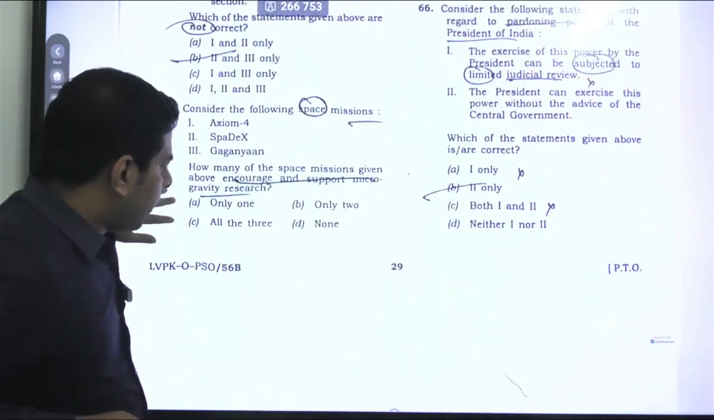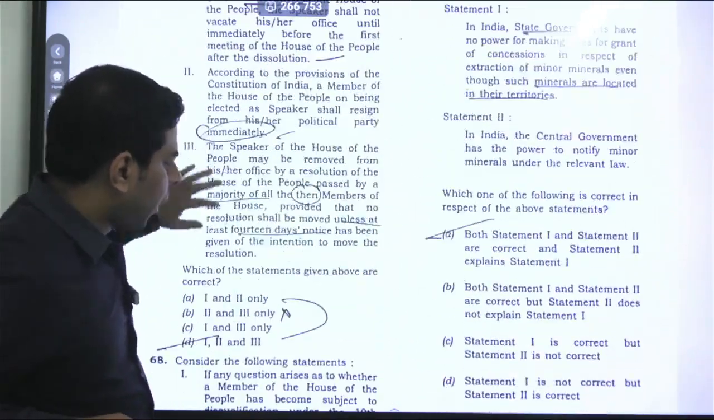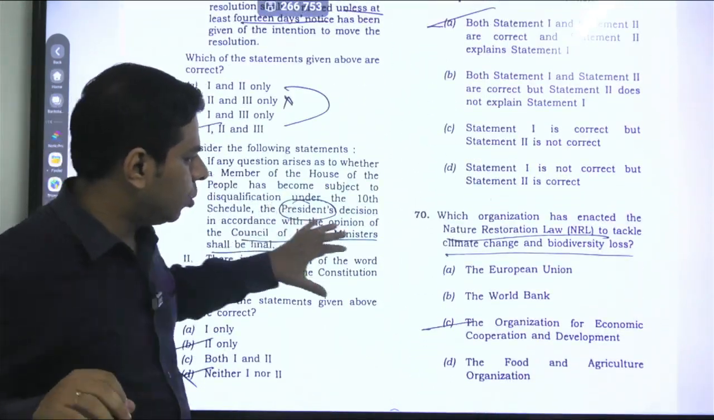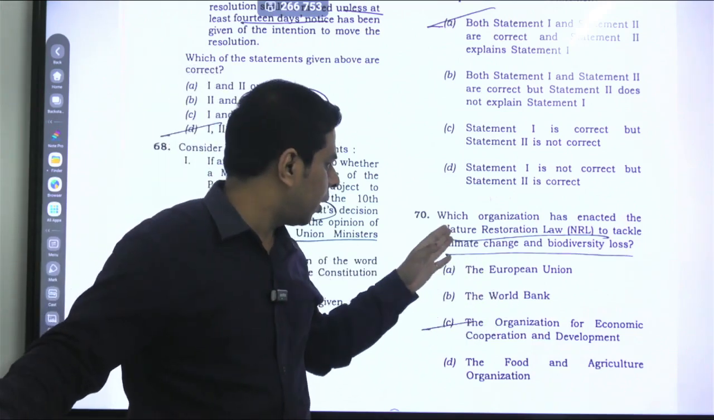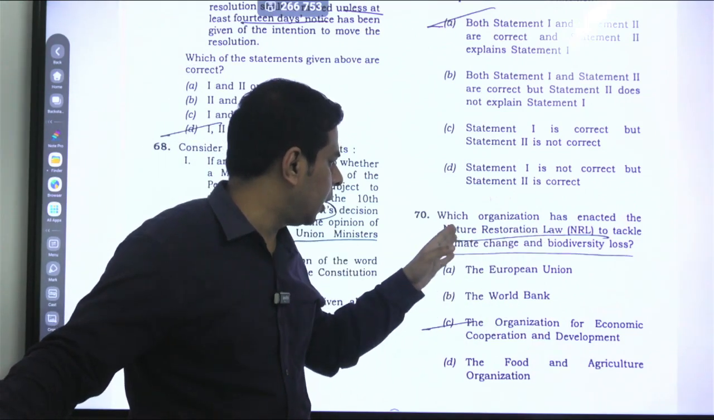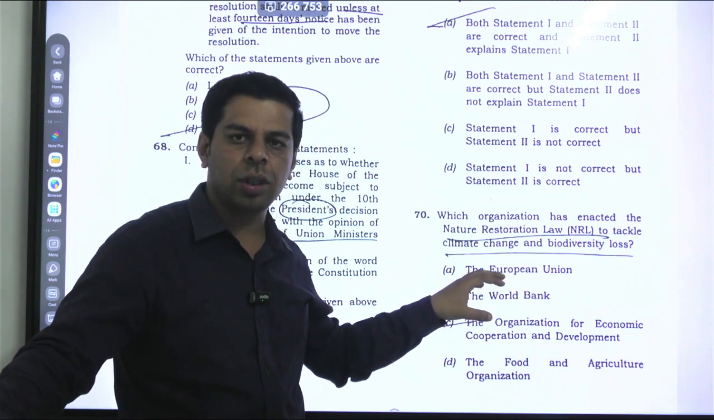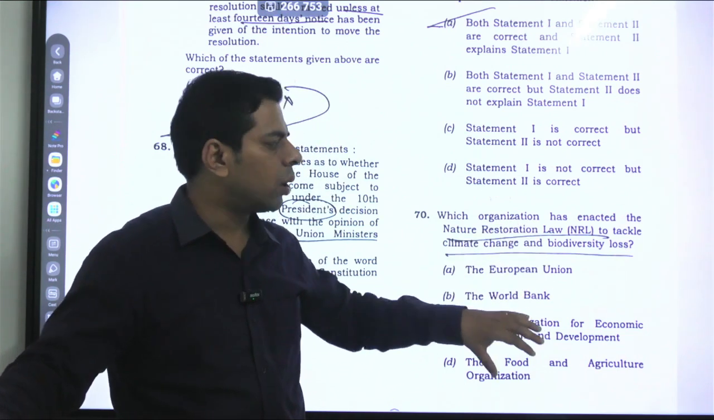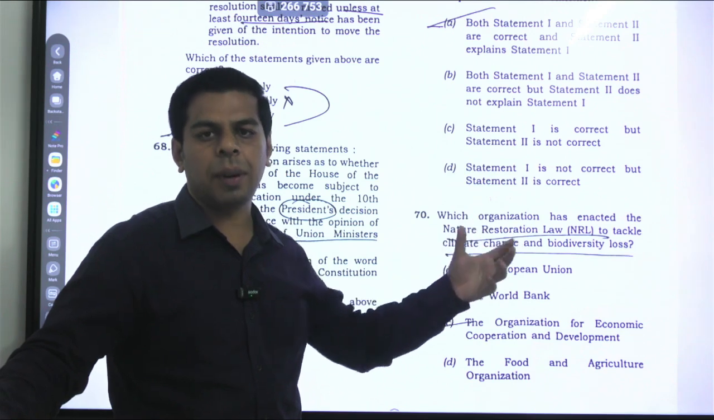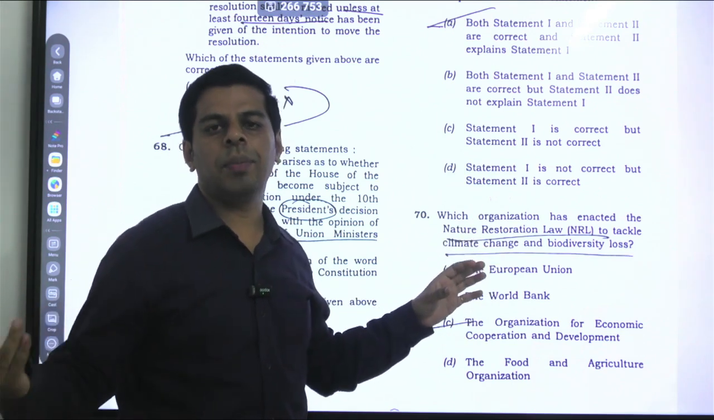And apart from that, there is one factual question of environment which is asked in the current affairs section. So I'm highlighting that as well. They have asked which organization has enacted the nature restoration law to tackle climate change and biodiversity loss. This is a random current affair, not some major happening which every student might have covered. So in this, your factual memory comes into play.